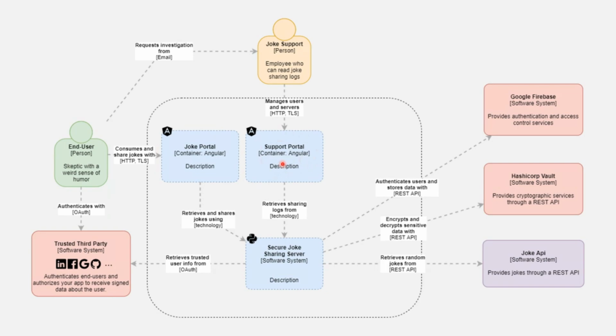Now, obviously, each of these users needs different access constraints, right? You don't want the joke support person seeing everybody's jokes unless the end user specifically shares it with the joke support person. And so role-based access will come into play here, and so will other access control mechanisms.